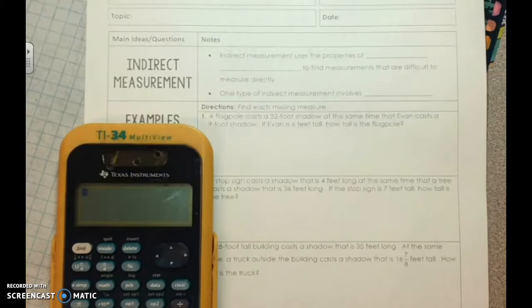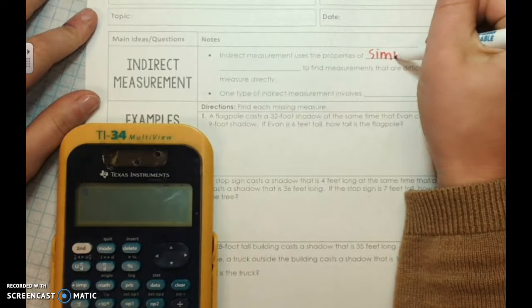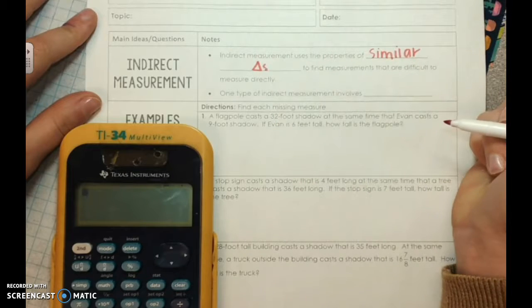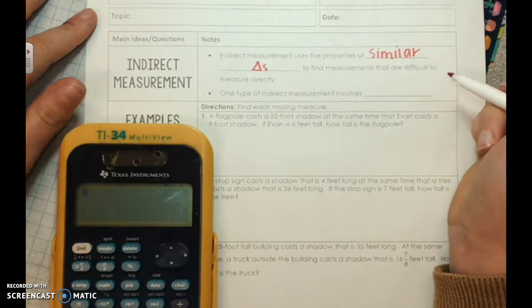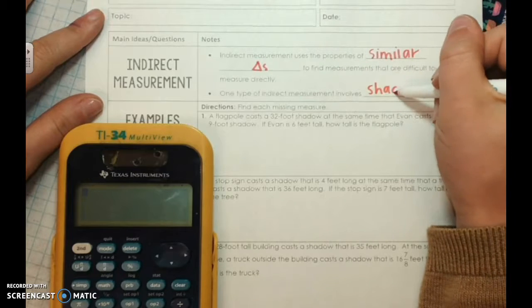Okay, so we're talking about indirect measurements. It says indirect measurements use the properties of similar triangles to find measures that are difficult to measure directly. One type of indirect measurement involves shadows.